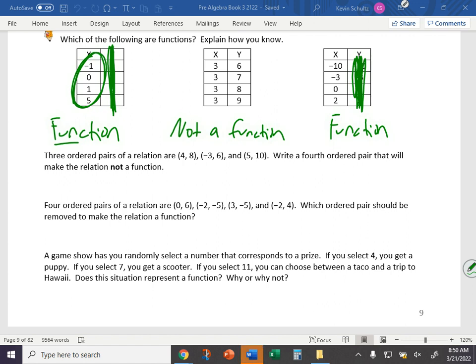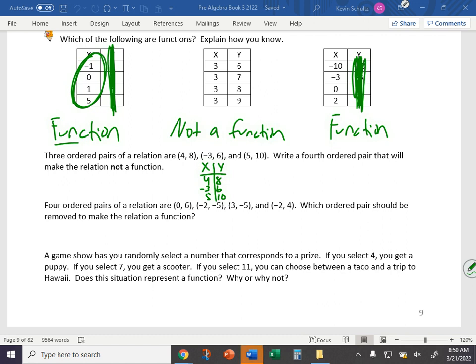Okay? Therefore it is a function. The word problem here says three ordered pairs of a relation are (4, 8), (-3, 6), and (5, 10). So if you want to draw these out in a function table, that's how it will look. Our x values are 4, -3, and 5. Our y values are 8, 6, 10.